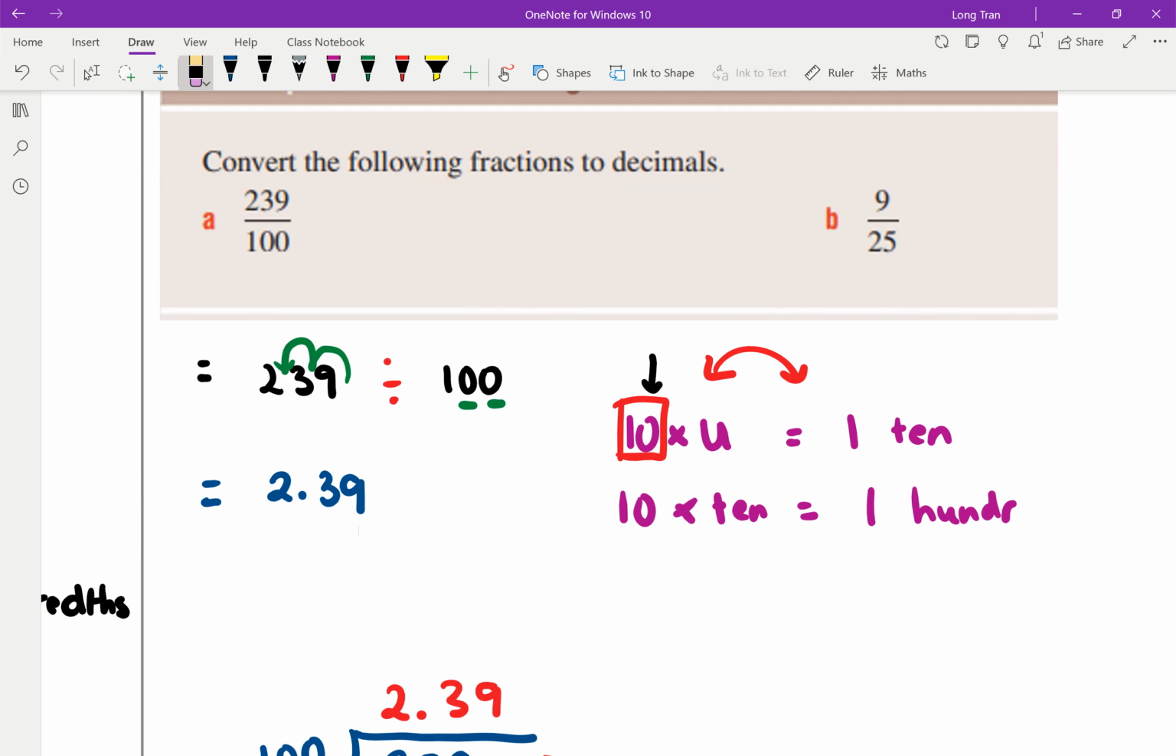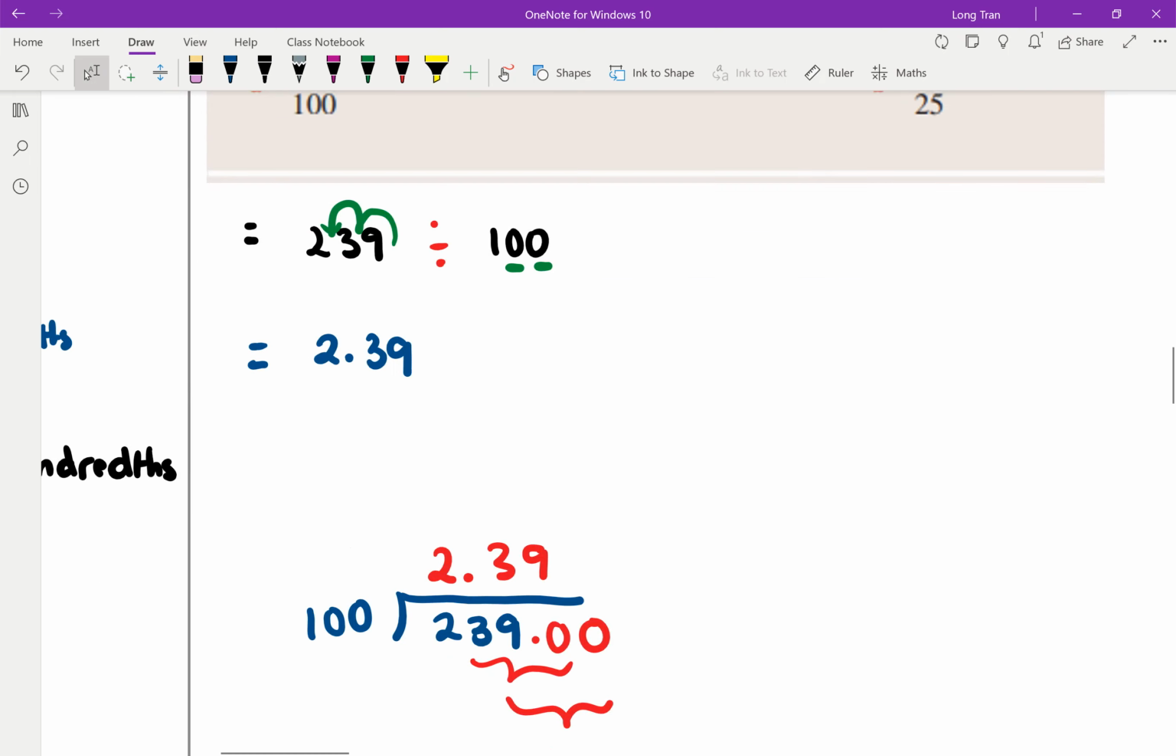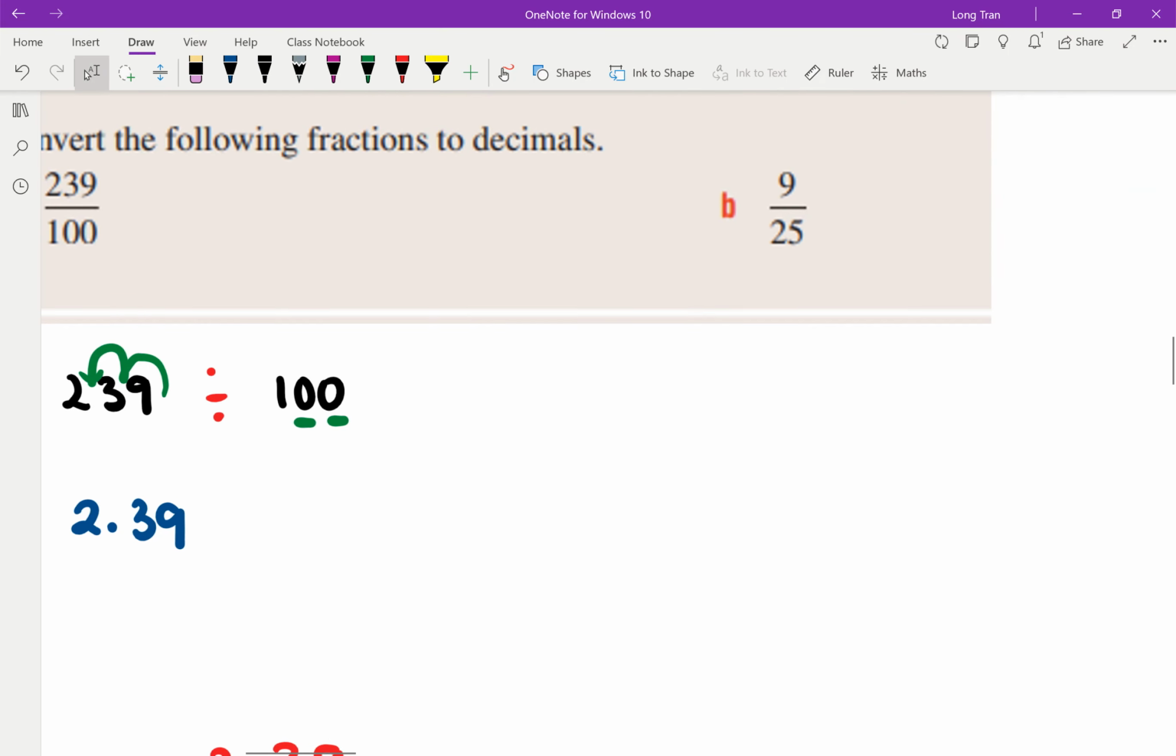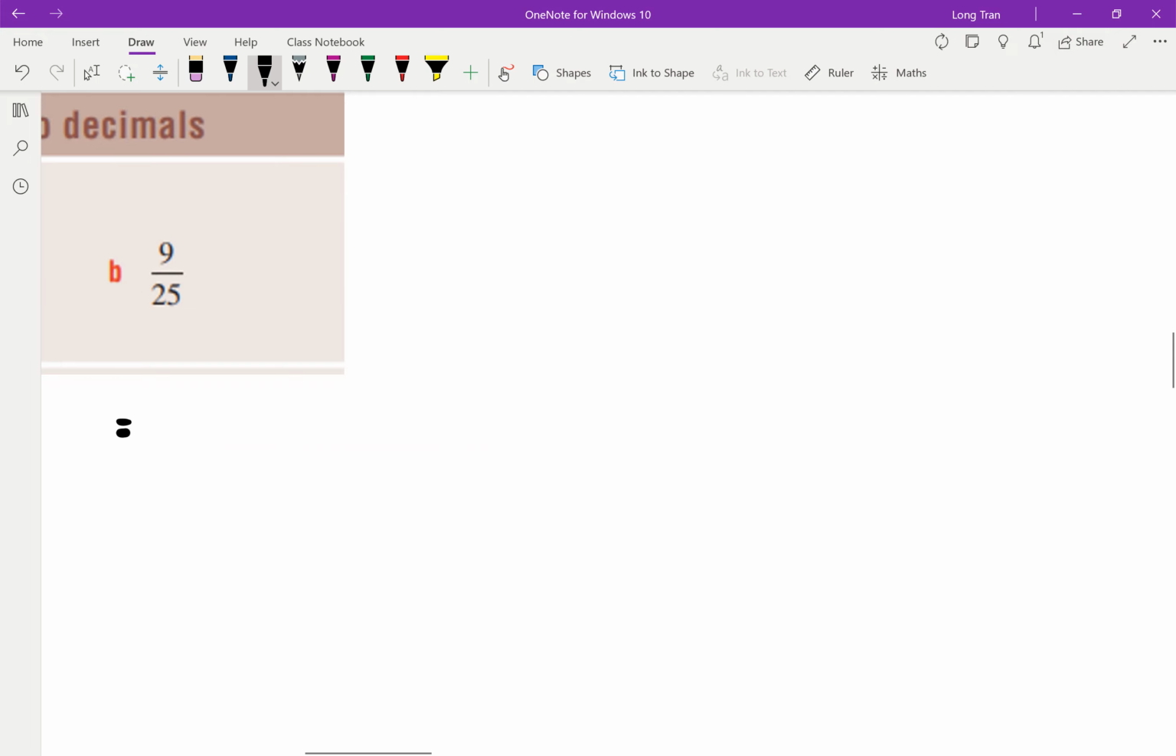But if you don't understand it, that's okay. You can still work with the mathematics and just memorize and go. But you know me, I'm all about really understanding the mathematics as opposed to memorizing it. Now let's have a look at 9/25.